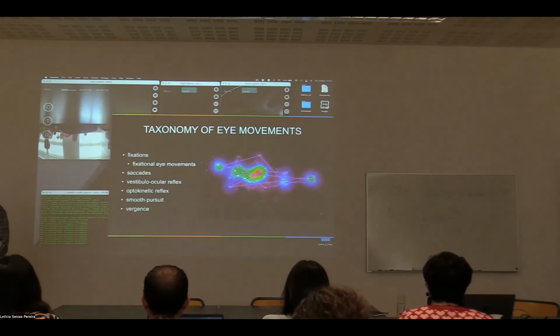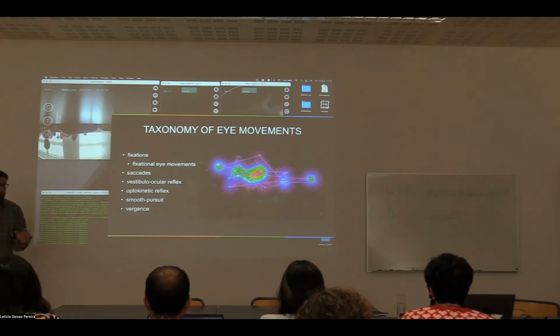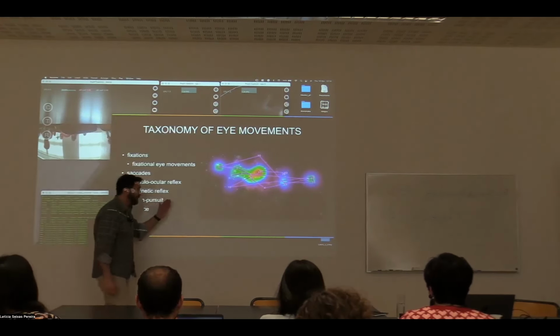Because if we fixate on a certain point to see these 2 degrees of visual field clearly, the eyes are shaking, and they do it very small within fixational movements, it's a hard word, to stimulate the neurons on our retina constantly to change the lighting to have a vision. Otherwise, we would go blind. So we have the fixations and saccades, the most important eye movements.